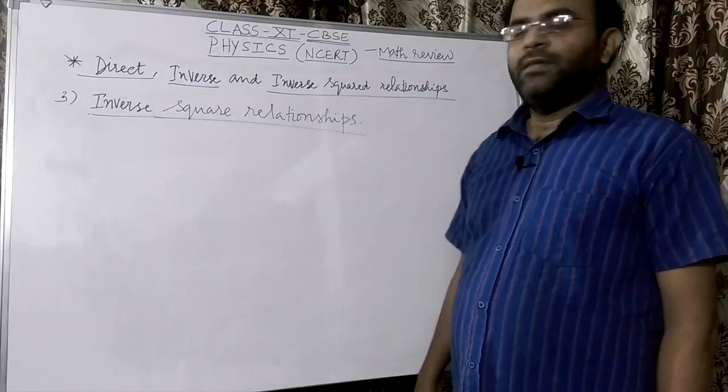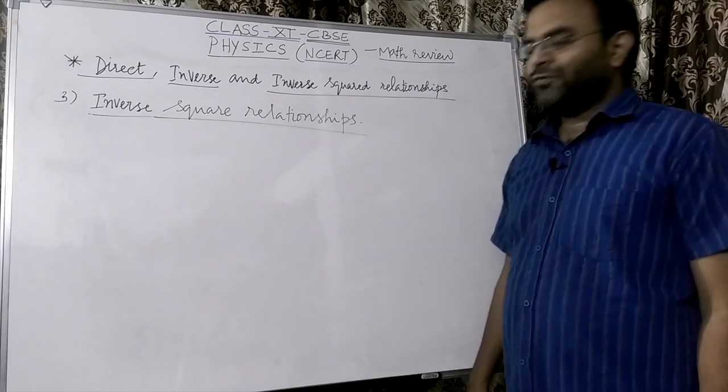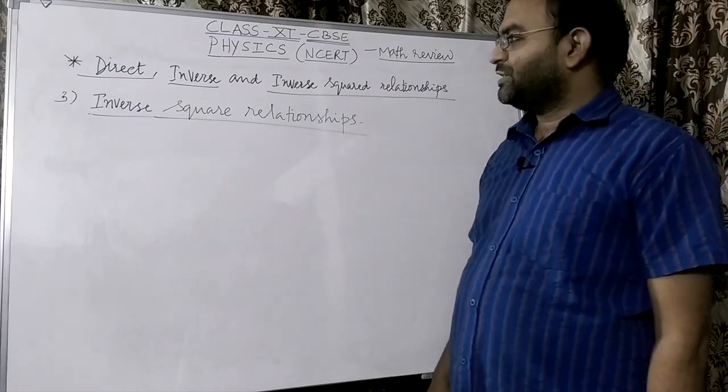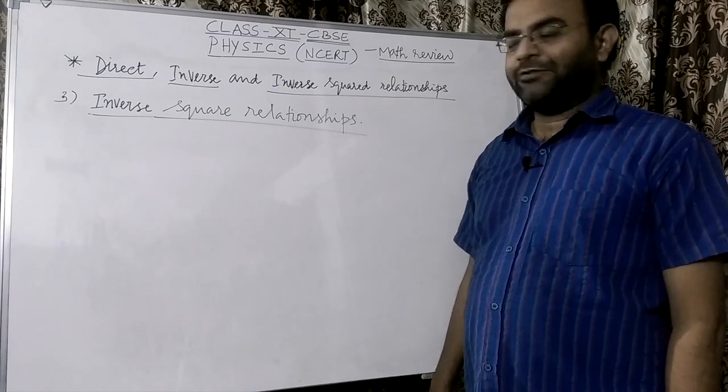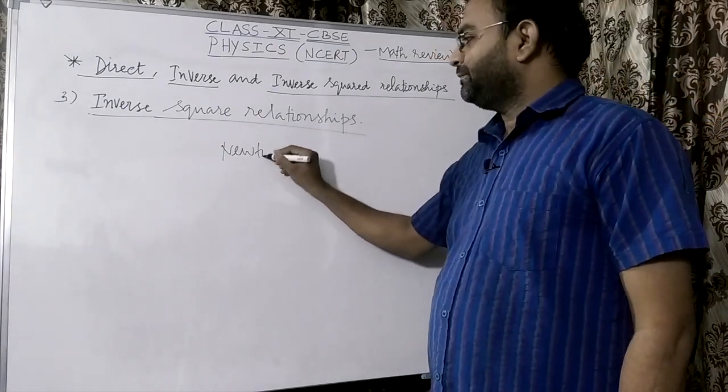The next topic is inverse square relationships. In physics, one of the very common and fundamental relationships falls under this category. For example, Newton's law of gravitation.